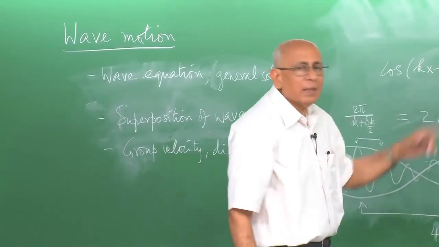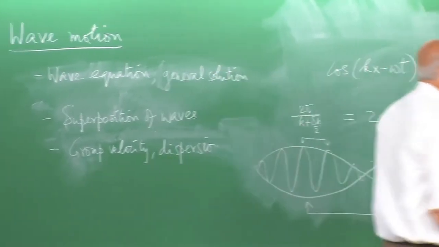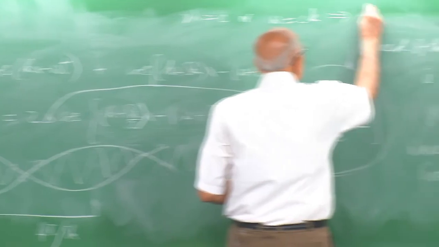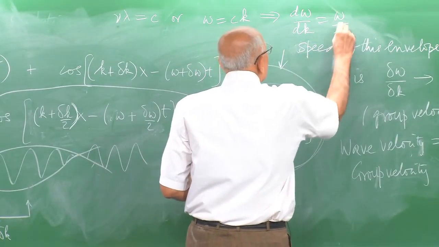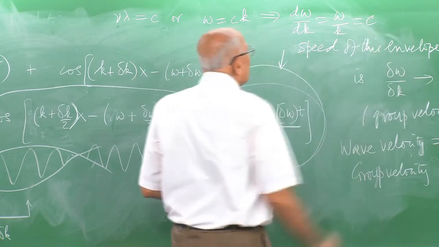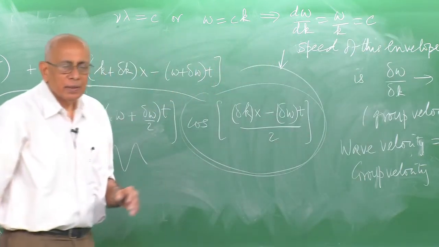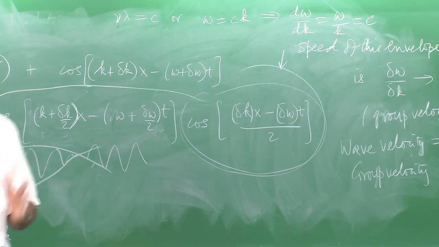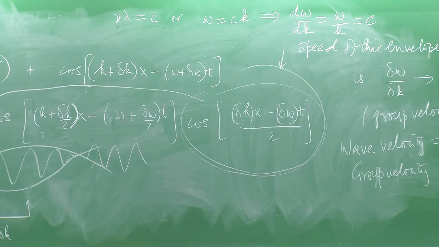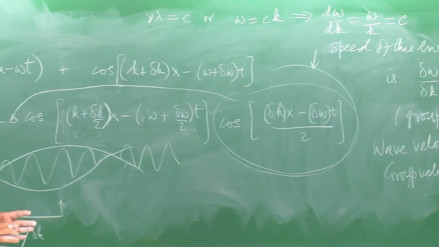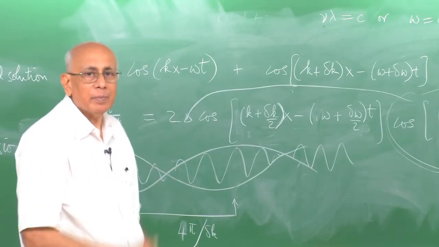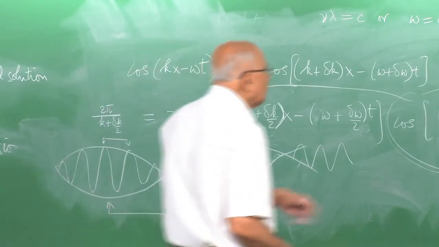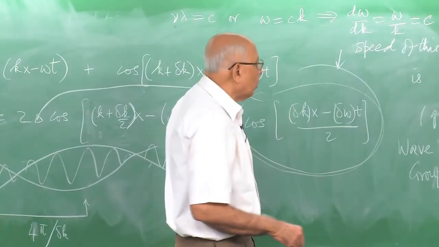And once omega is a linear function of k, this will imply that d omega by dk equal to omega by k equal to c. In other words, for light of different wavelengths propagating in a vacuum, even if it is a wave packet, the group velocity and the wave velocity are exactly the same. Okay. The wave velocity is the same for all wavelengths and the group velocity is the same as that wave velocity. What does that mean?